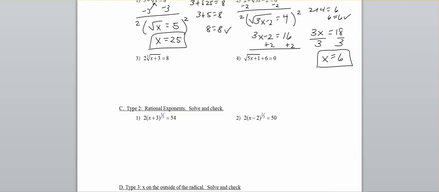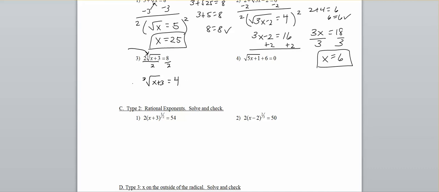All right. Now number 3, I have to start by isolating my radical, all right? But what I mean by that is it's 2 times the radical. So let's start off by dividing both sides by 2. So I have the cube root of x plus 3. 8 divided by 2 would give me 4.